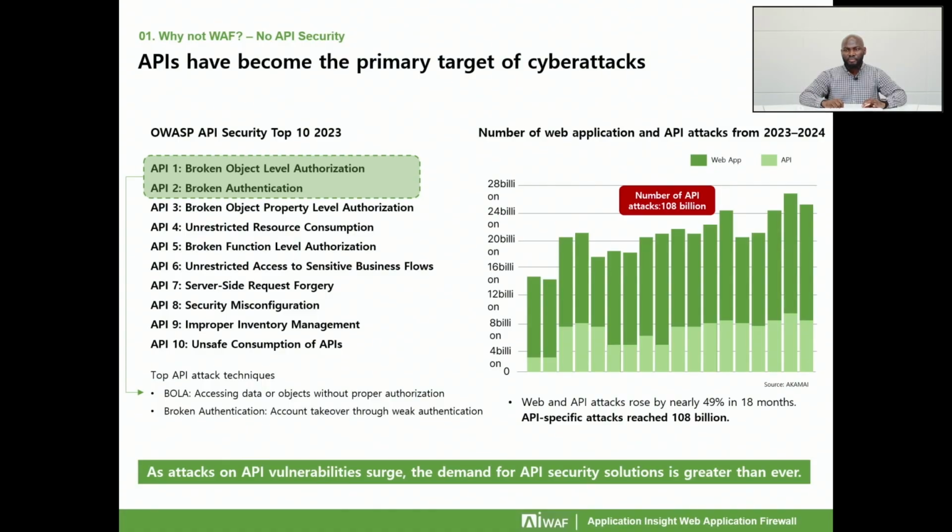In tandem, web and API attacks rose by nearly 49% in the last 18 months, according to Akamai. API-specific attacks reached 108 billion. According to Kasada, 44% of account takeover attacks specifically targeted API endpoints, highlighting the increased vulnerability of APIs to automated threats.